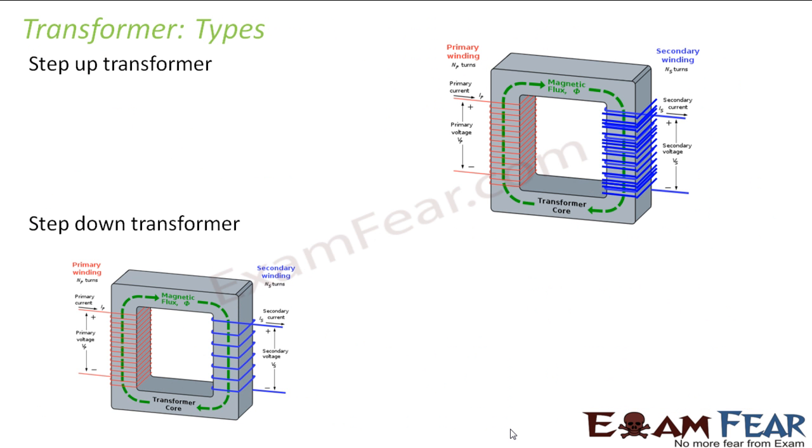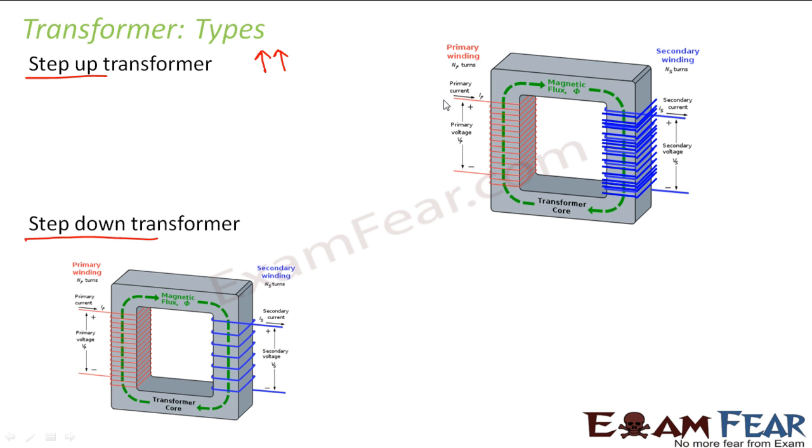So now we will talk about the types of transformer. There are two types of transformer based on its working. One is called a step up transformer and the second one is a step down transformer. When we talk of a step up transformer, that means it takes the voltage up. So that means it amplifies the voltage, it increases the voltage.